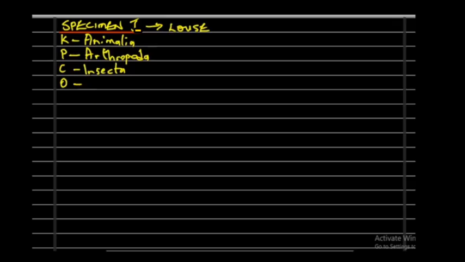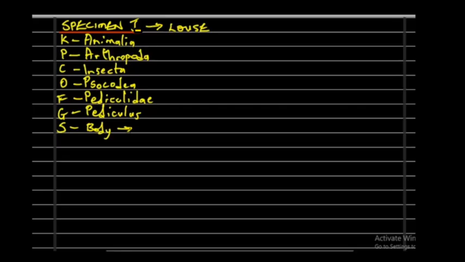Order Psocodea. Family Pediculidae. Genus Pediculus. And then for the species, we have different examples. Let me list a few. We have different types of louse. The one that is found on the body, we call it body louse. That one is called Pediculus humanus humanus.